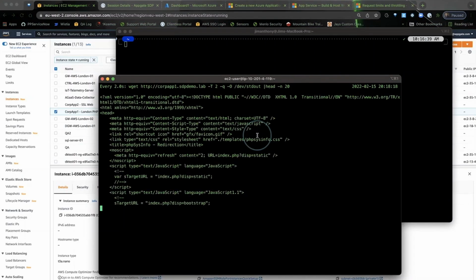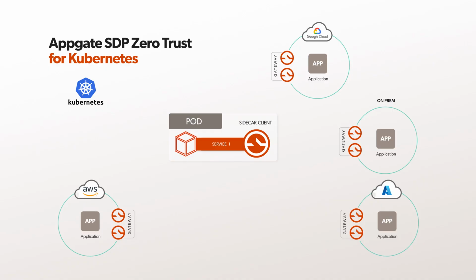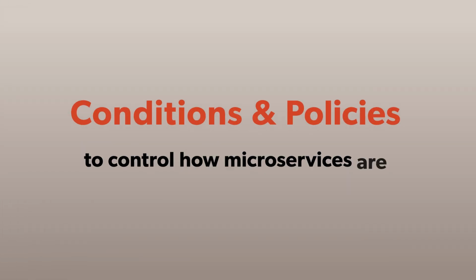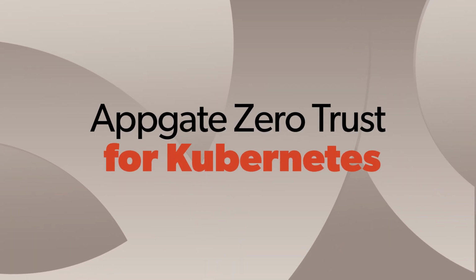London is restored. AppGate's SDP solution can secure access privileges to your critical applications, regardless of where they live, and can now enable you to set granular conditions and policies to control how microservices are utilized in a containerized setting by leveraging the AppGate Zero Trust for Kubernetes solution.